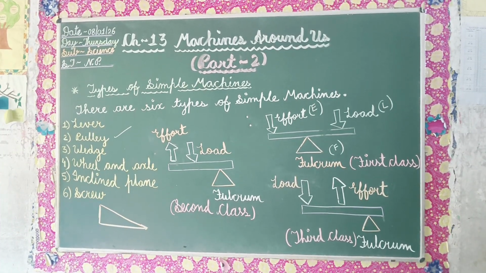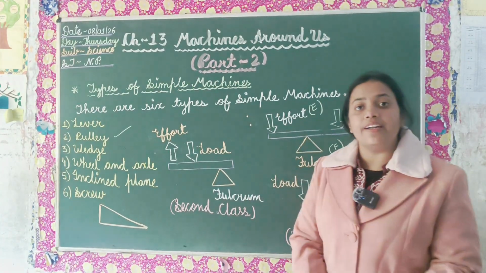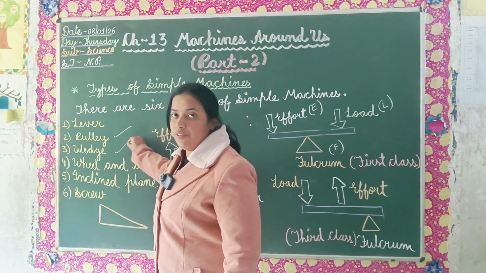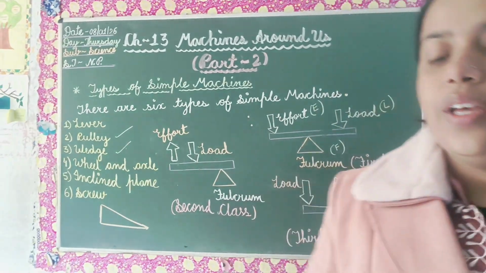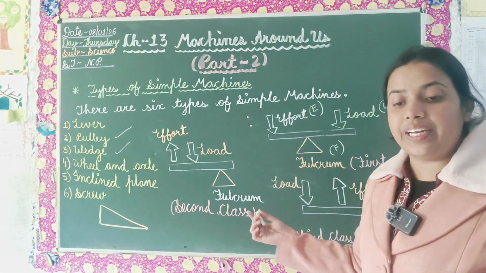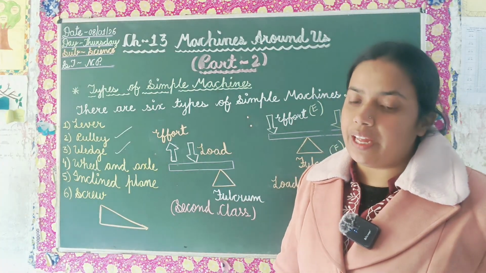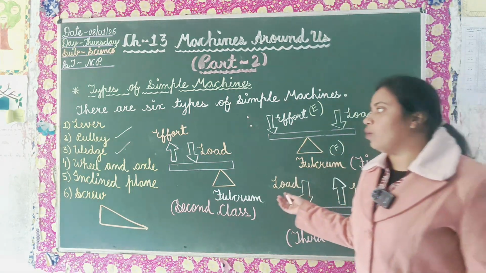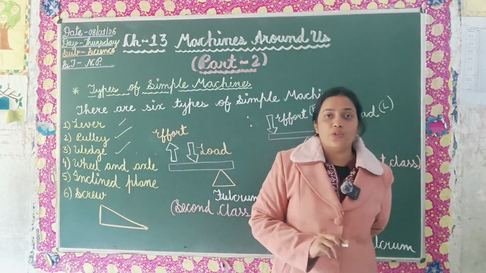Students, an inclined plane is a surface whose one end is raised to an angle and the other is at the ground. Now we are talking about the wedge. A wedge is a simple machine made up of two inclined planes joined back to back, forming a sharp edge, and it is used to cut or split objects. So this was about the lever, pulley and wedge. I hope you understood it very well.